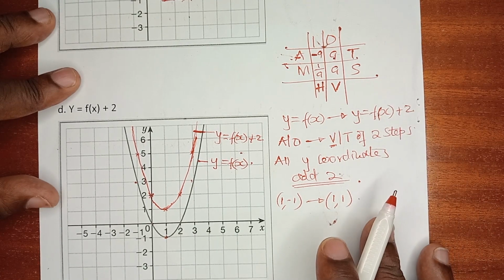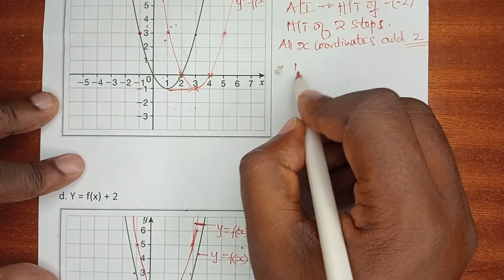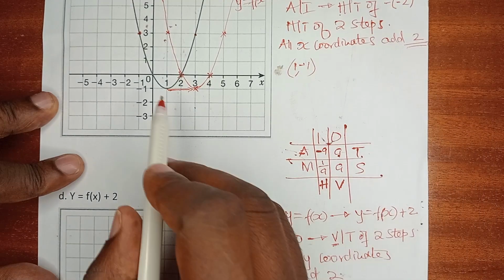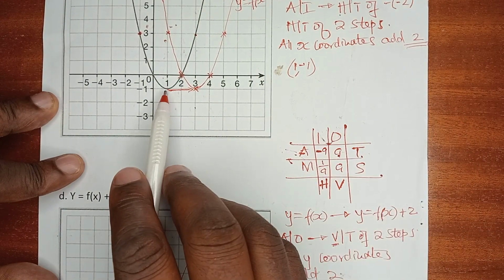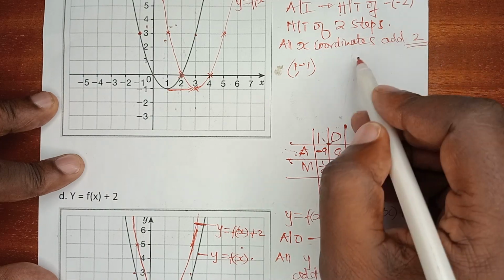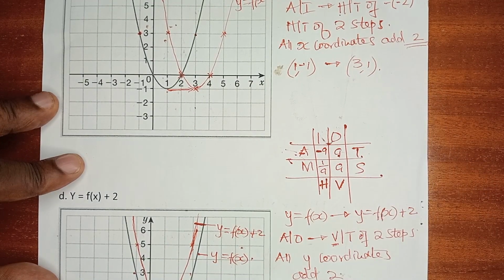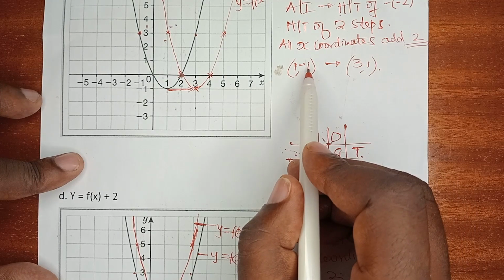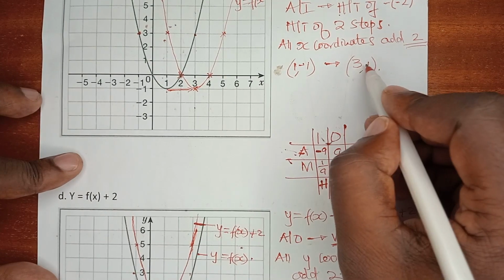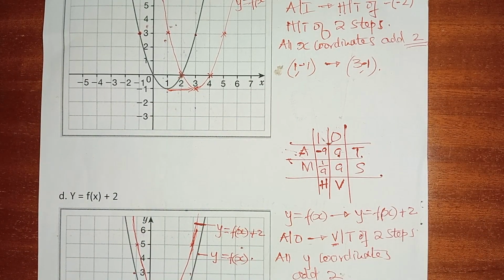If we go to part C, the point (1, -1), according to addition inside, becomes (3, -1), because we are adding 2 to all x coordinates. You can see only x coordinates are affected. And we can also do the same with the rest of the questions, but that is enough.